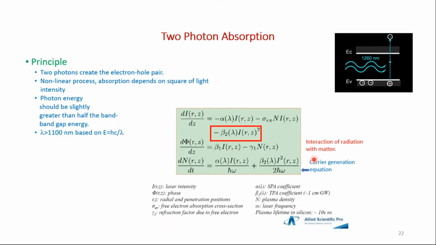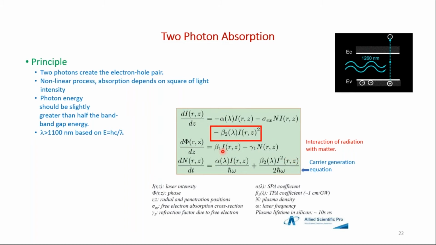We also have the 2-photon absorption method. Here the beam of 1260 nanometer, which is greater than 1100, is shining. In this case, the interaction of radiation with matter equations show that the important components of the equations are the I squared, not the I. So the other terms could all be neglected. They're pretty small. And then you see the rate of the change with distance is proportional to I squared, and the rate of deposition of charge is also proportional to I squared.